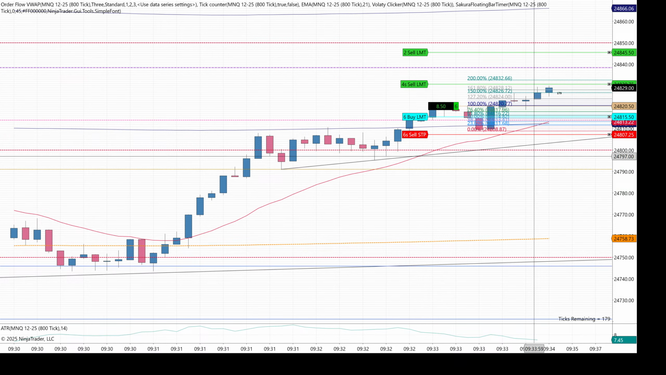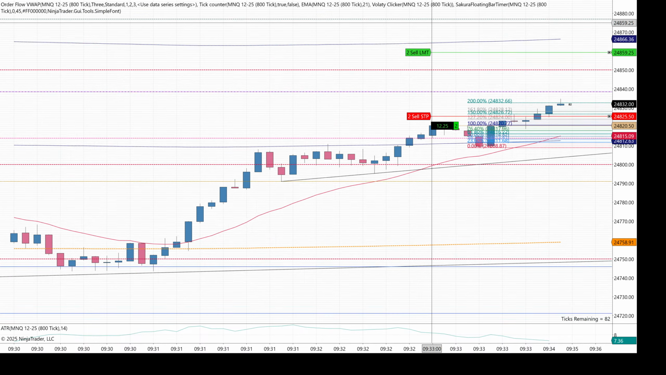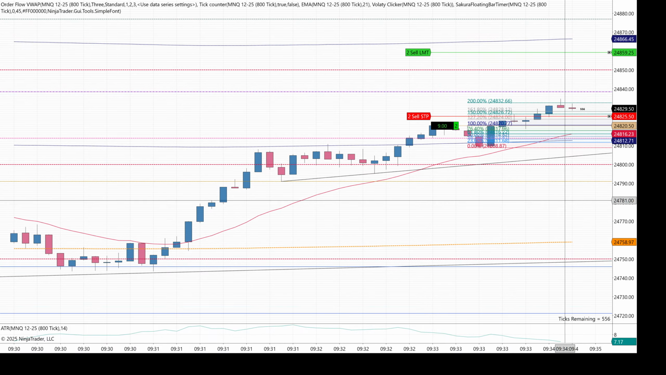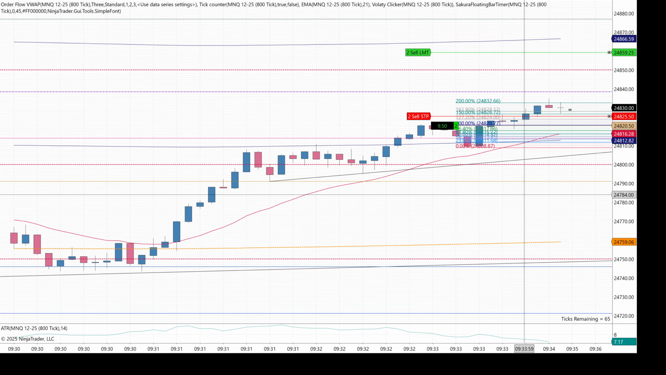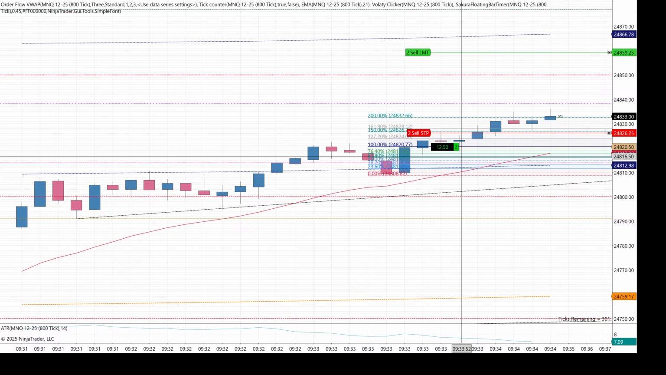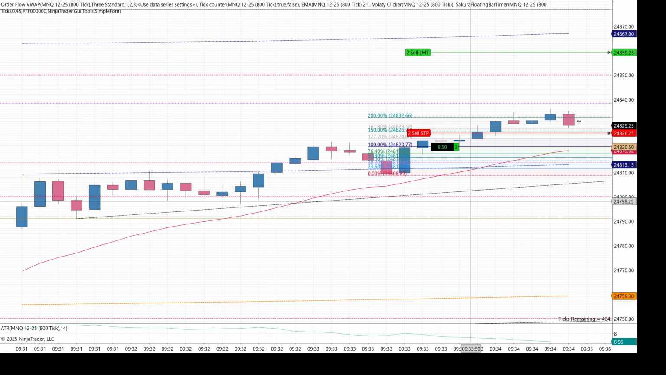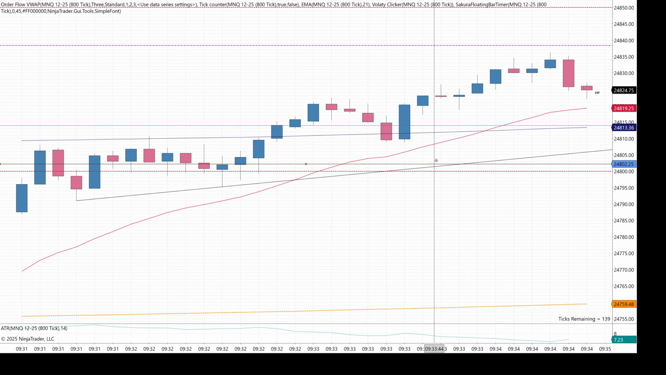Almost there. All right, we got a runner now. Good first trade. Runner is out. Golden ruler moves up.